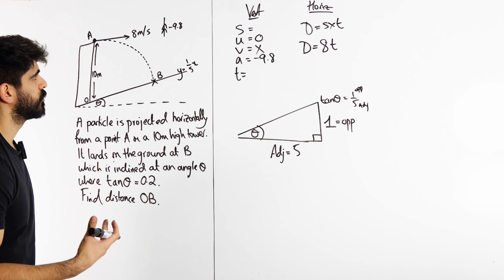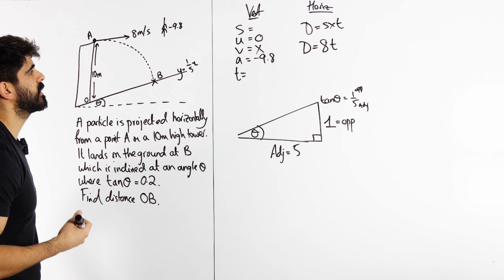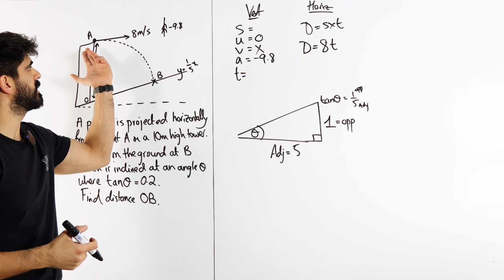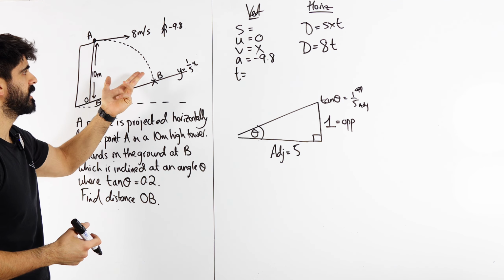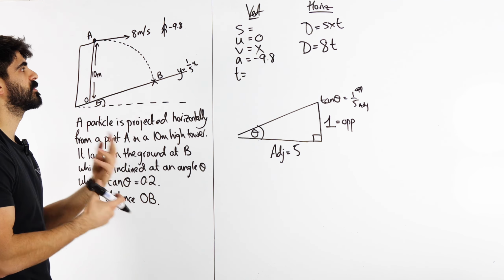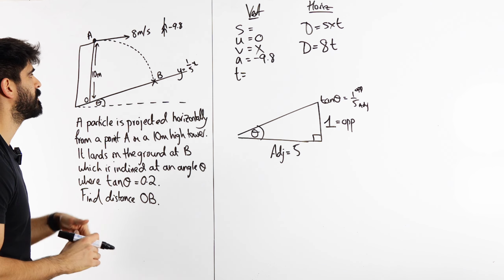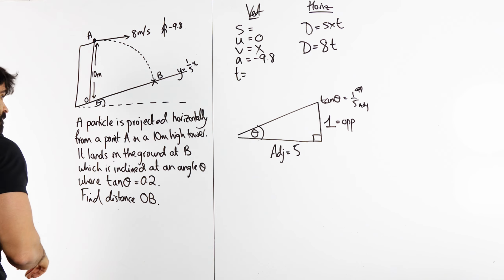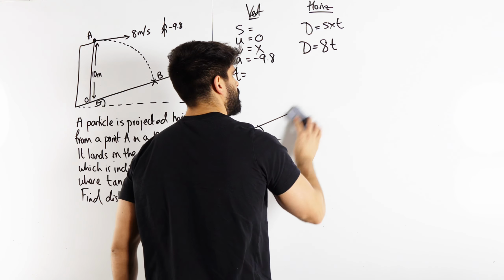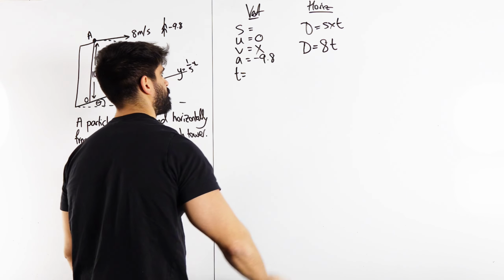So what we could do is find the generic equation, which is a quadratic in terms of t, do some simultaneous equations, work out what t is, and then we can work out where B is or what that distance is. Okay? Nice. So we've got a strategy now.